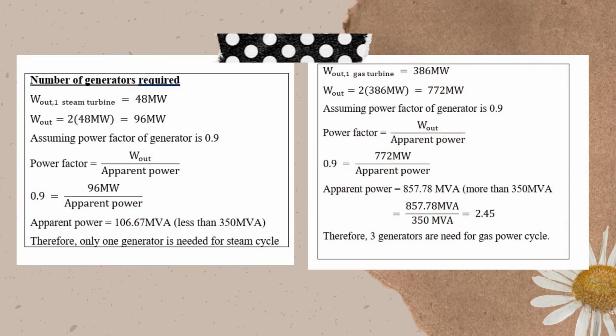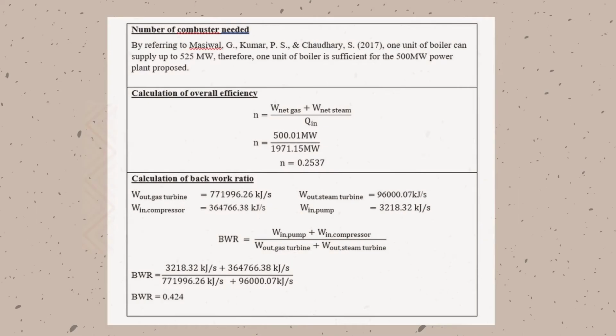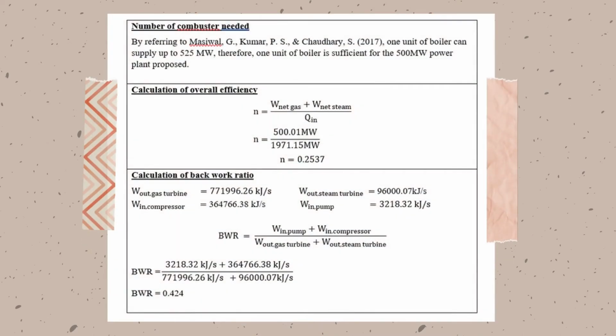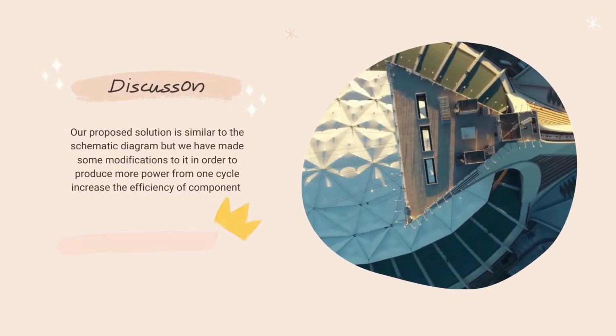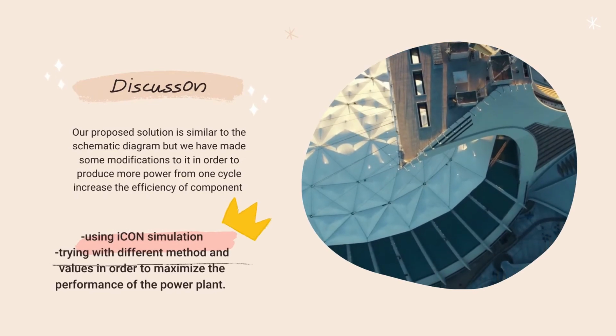Proposed power plant: 2 steam turbines, 2 gas turbines, 1 pump, 4 generators and 1 combustor are needed. The overall efficiency can be calculated as total work output divided by the heat transfer in. Therefore, overall efficiency will be 0.2537 and the back work ratio, which is the total work in divided by the total work out, is 0.424. Let's move to the discussion.